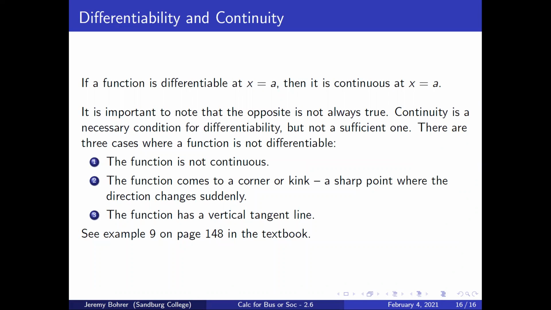If a function is differentiable at x equals a, then it is continuous at x equals a. It is important to note that the opposite is not always true. Continuity is a necessary condition for differentiability, but not a sufficient one. There are 3 cases where a function is not differentiable. First, the function is not continuous. Second, the function comes to a corner or kink, a sharp point where the direction changes suddenly. And third, the function has a vertical tangent line. See example 9 on page 148 in the textbook.